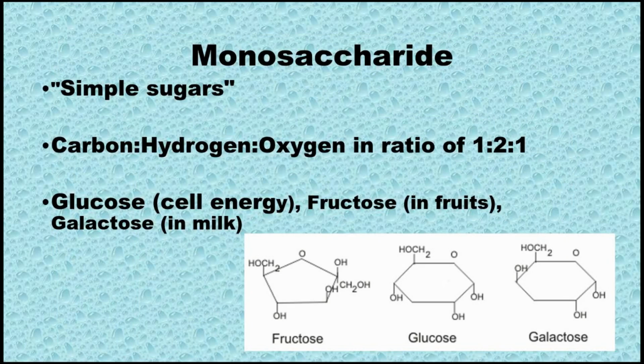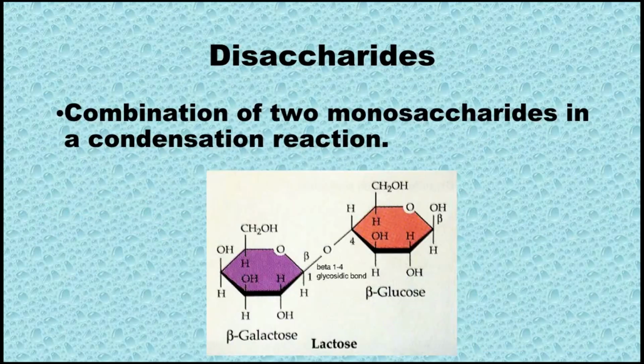So first of all, one unit or a simple sugar is going to be called a monosaccharide, mono meaning one. And so that's just one of those rings forming a specific type of carbohydrate. So for example, glucose is the energy or the carbohydrate that fuels the cell. Fructose is the sugar found in fruits, and galactose is the monosaccharide found in milk. Disaccharides are two monosaccharides put together to form a carbohydrate. And so here we have lactose.